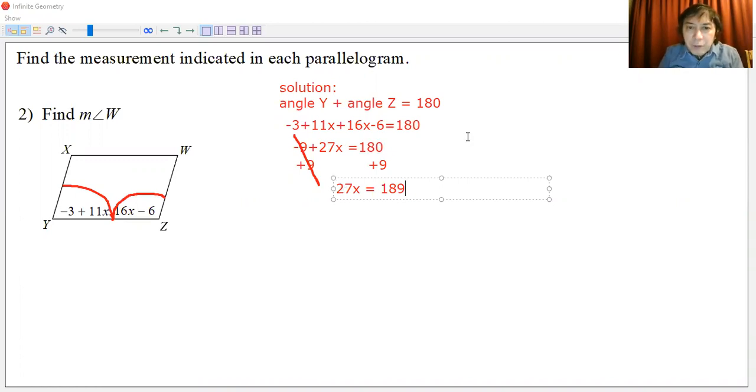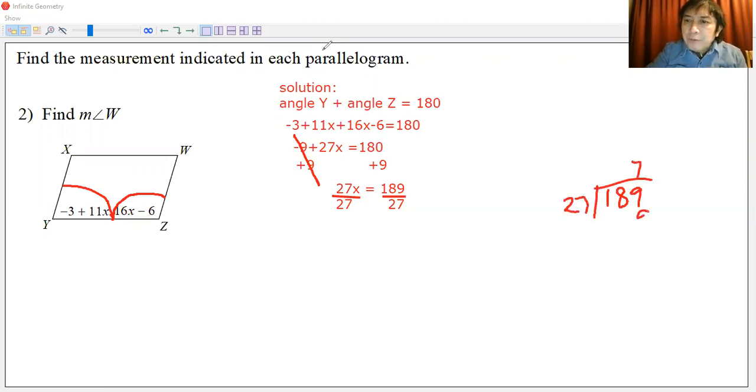So we're going to divide both sides by 27, and we put a division line over here and a division line over there. 189 divided by 27, so that looks like 7. Yes, 189 divided by 27, so we have 49 and 4. That looks like 189, yes. And so our x is 7.